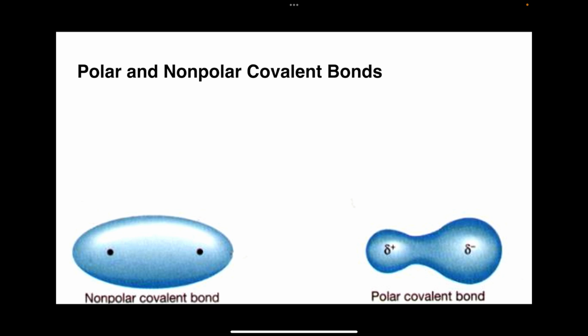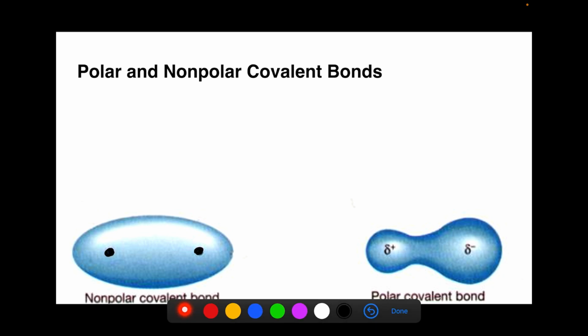Zooming in just on covalent bonds for a minute, here's another graphic representing the difference between a polar and a nonpolar covalent bond. This is similar to the image I drew before, but I think it's a nice explanation of what's going on. So what you're looking at here is these two dots are the nuclei of the two bonded atoms, and the blue cloud here is the electrons.